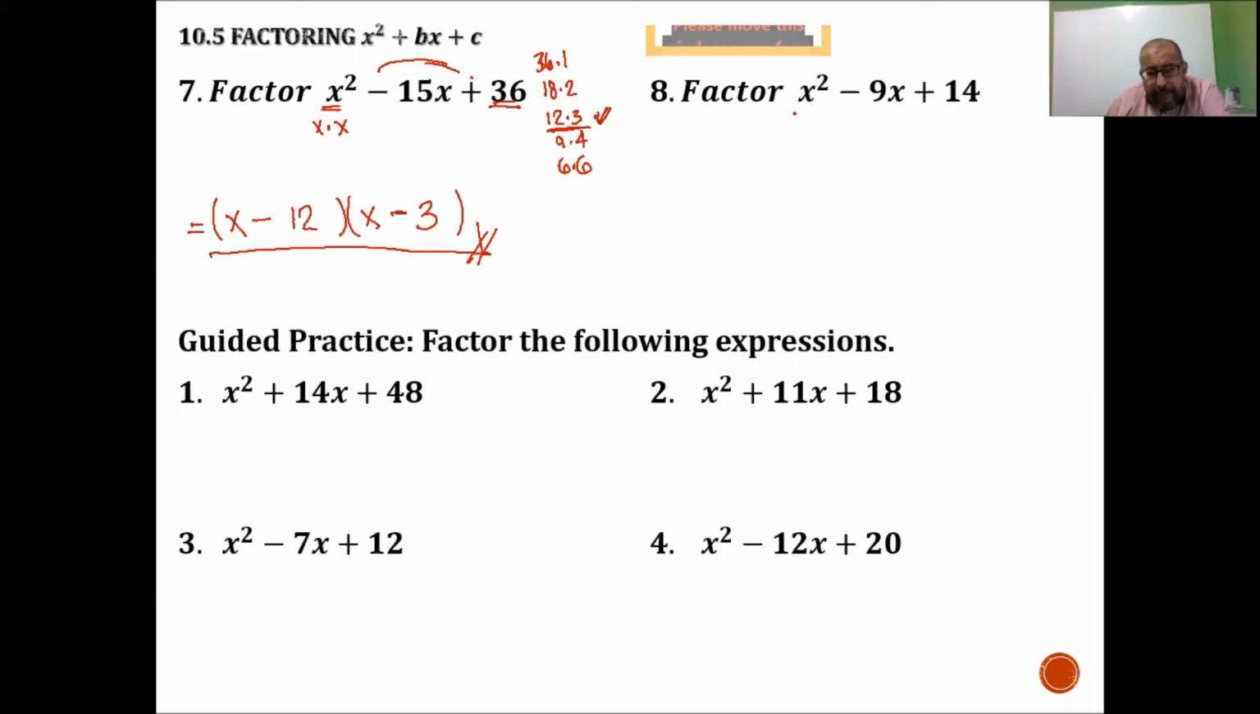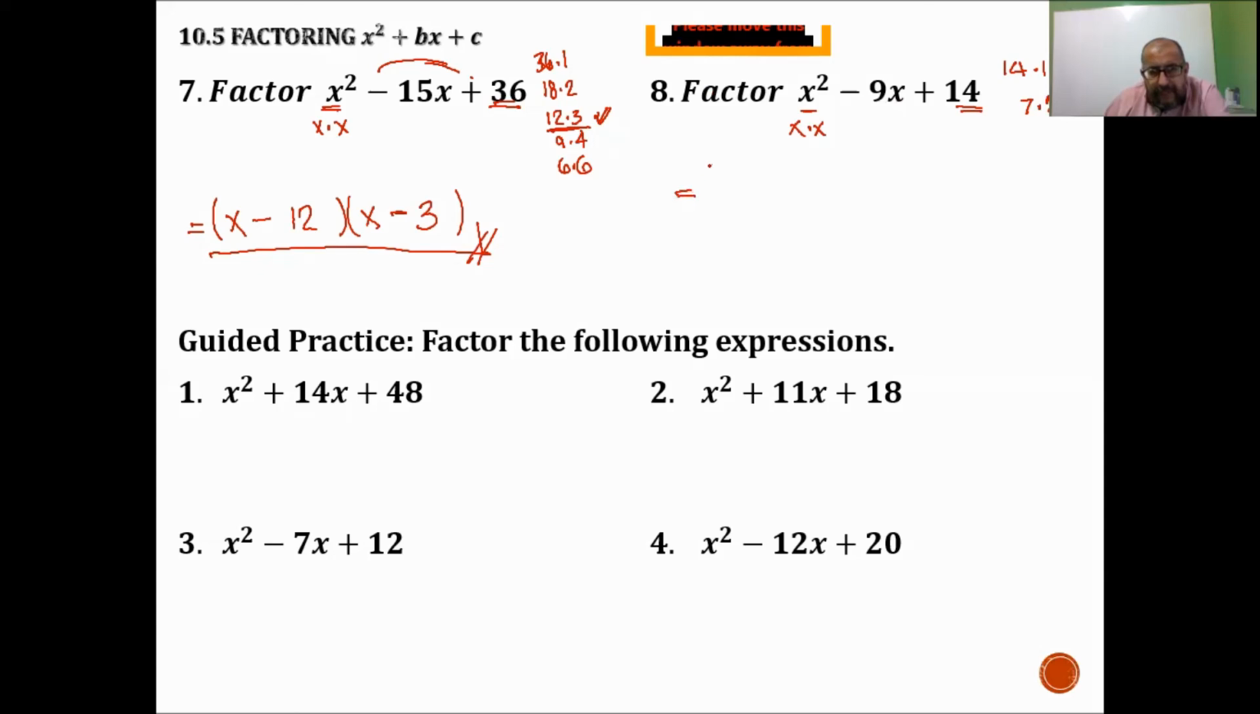Now let's solve this one. Factor x squared minus 9x plus 14. I have x squared, so I need to break it up in x and x. I have 14, so I need to break up all the possible combinations. 14 times 1. And the other one, which is 7 times 2, right?